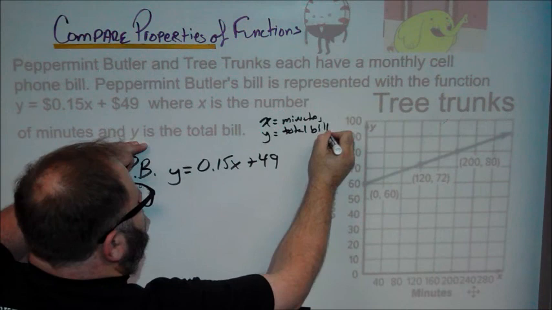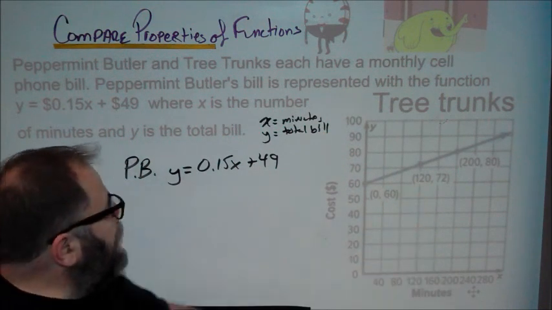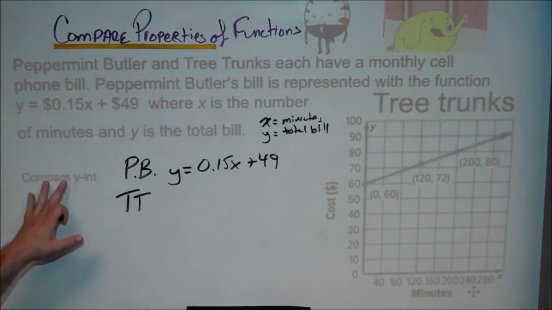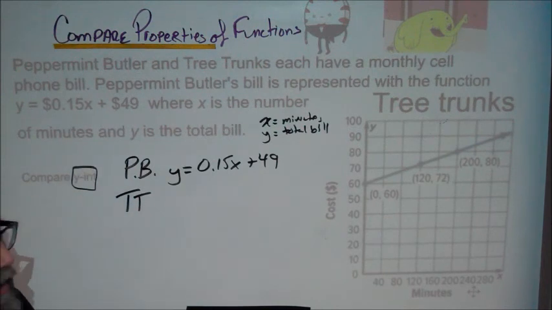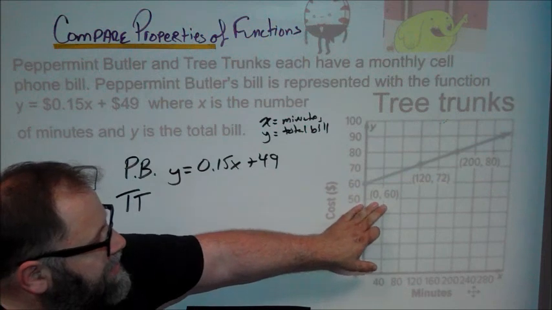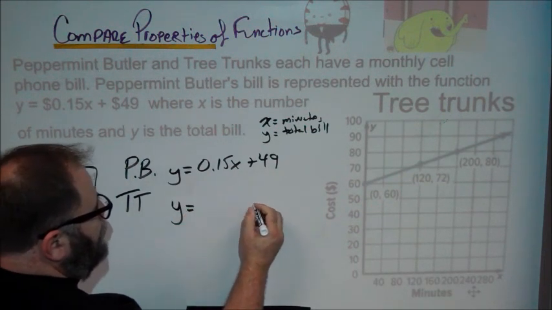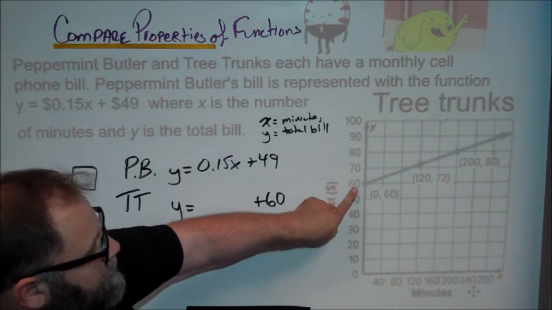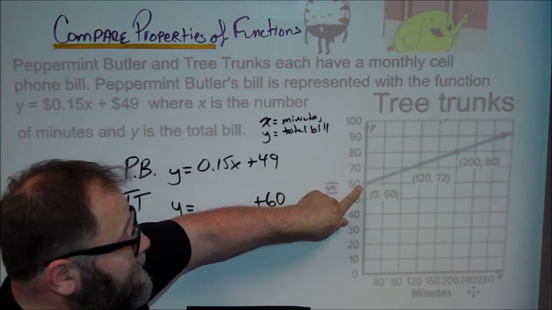Total bill. And then we've got tree trunks over here, and we don't have tree trunks yet, but our first thing we're going to do here is let's just compare the y-intercepts. All right, the y-intercept here is 60, so we don't know the equation yet for tree trunks, but we do know the y-intercept is 60. So tree trunks' line hits the y-axis at 60.